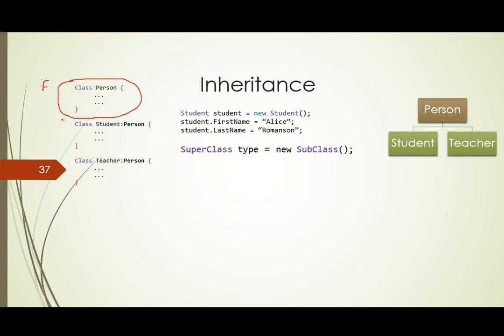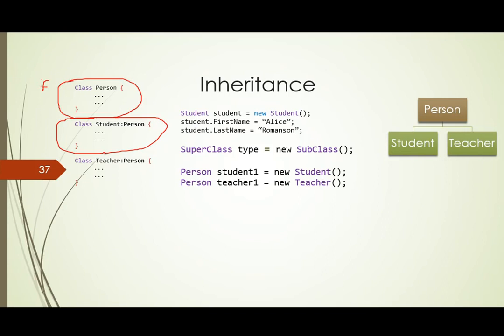A person requires only some of the properties from the student, so the parent class or the superclass can be created from its subclass or child class. So you can instantiate a person class from a student class. You can do the same for the teacher as well.